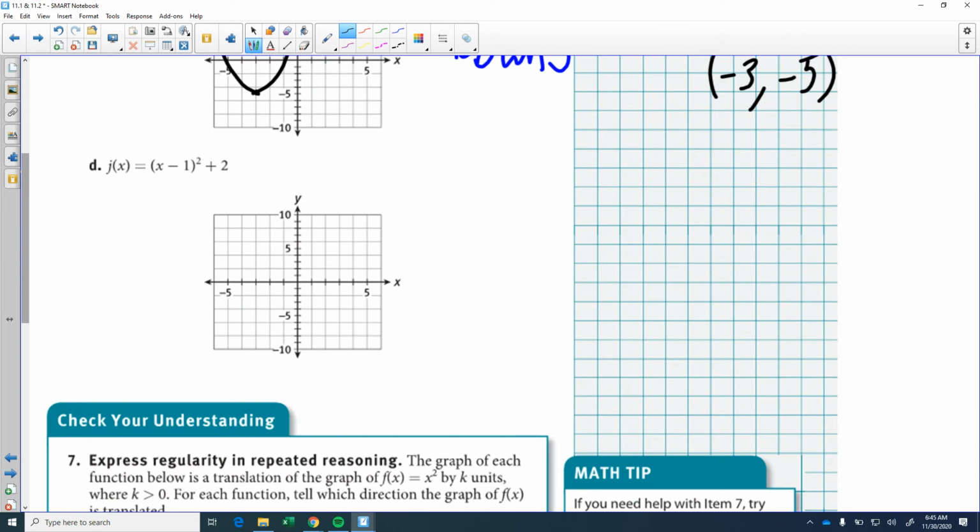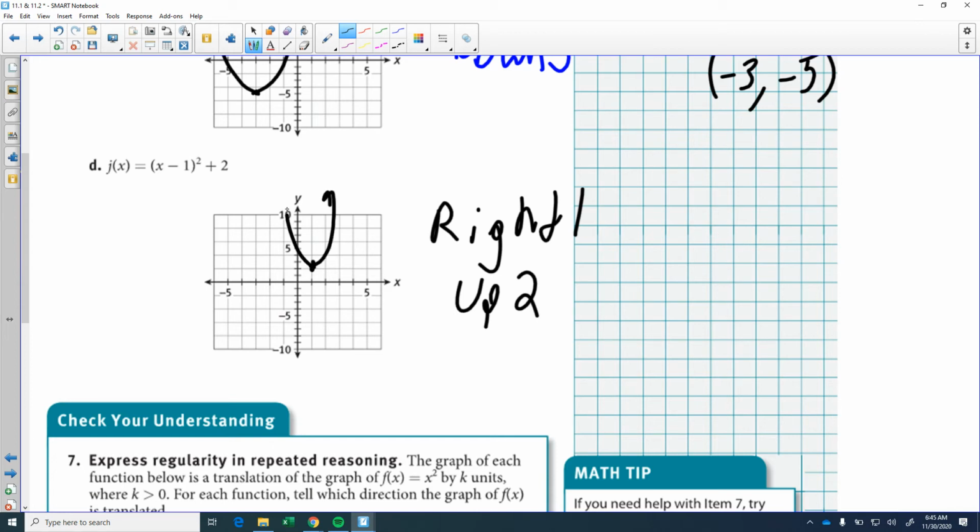Same thing with this one here, letter D. Negative 1 plus 2. This would go right 1, up 2. And at that point, we go right 1, up 2, and we have our graph right there. Okay? So let's build off of that.